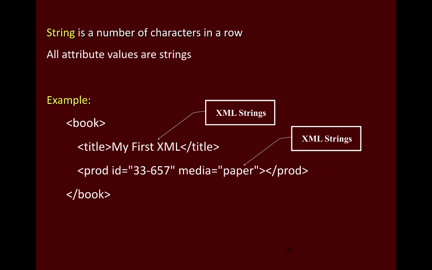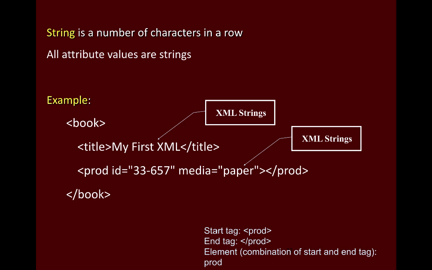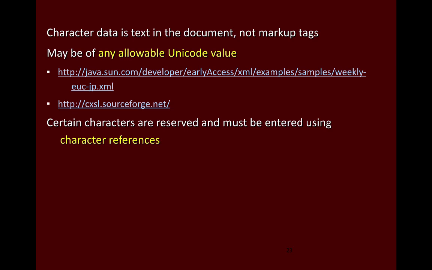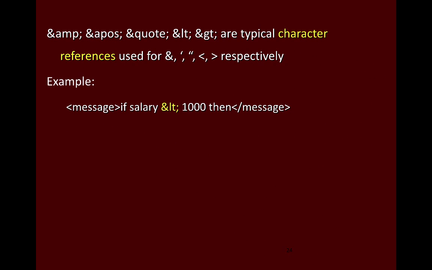And in general, you notice that we use lowercase for attribute names and for the tag names as well. And we have XML strings, which is the basic data type in XML. And just to reiterate, the element is prod, and then you have the start and end tag and things in between. Okay, so you can follow some links for further information about Unicode values.